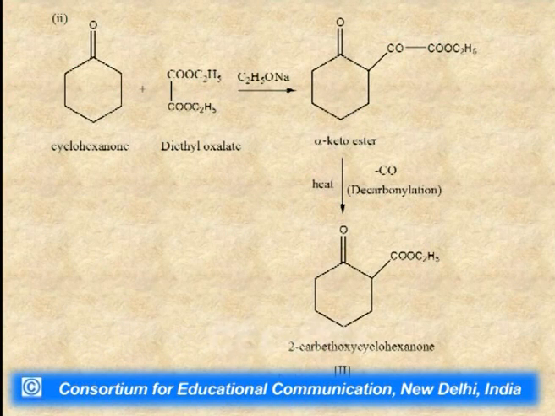The second ingredient is 2-carboethoxy cyclohexanone, which we can prepare from cyclohexanone on reaction with diethyl oxalate. This is the diethyl, 2 ethyl groups are there on the oxalic acid, so this is called diethyl oxalate. In the presence of sodium ethoxide, we will get the alpha keto ester, which on heating will undergo decarbonylation. One carbon is removed from this keto ester and we are getting here 2-carboethoxy cyclohexanone.